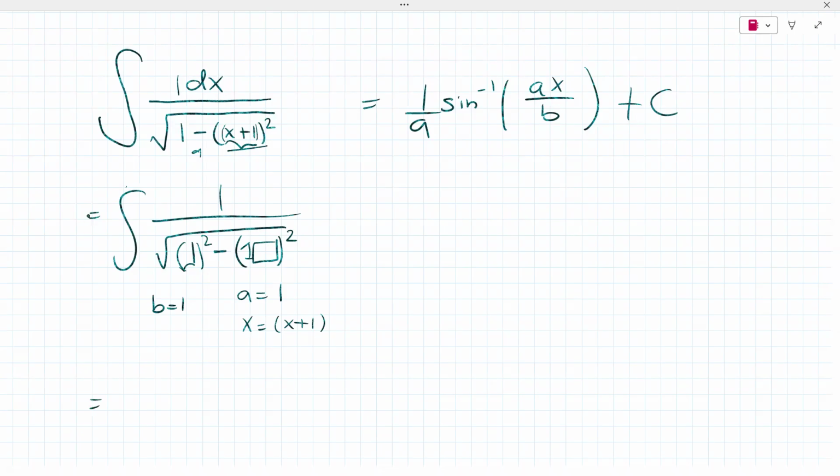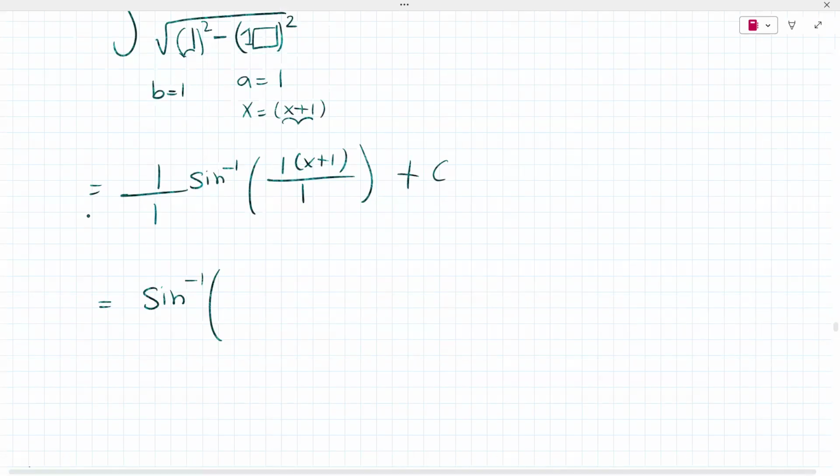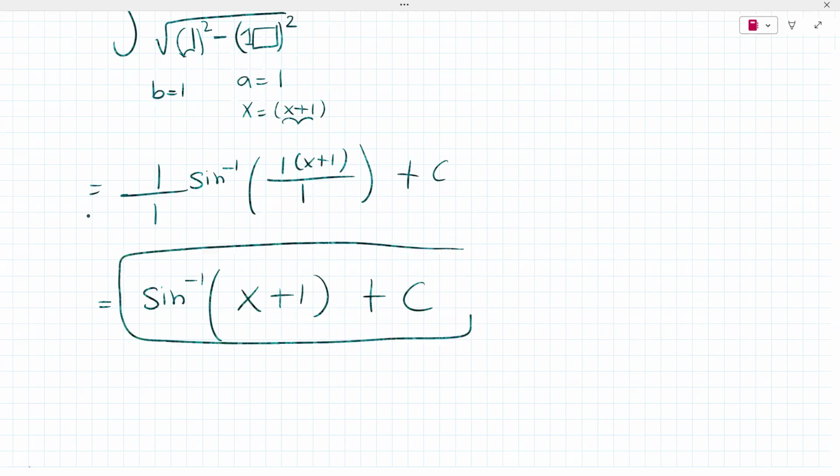Okay, so we put in the formula, so it's 1 over a, which is 1, the sin inverse of ax. A is 1, our x is x plus 1, over b, which is 1, plus c. So 1 over 1 is just 1, and then this is going to be sin inverse of x plus 1 plus c. Okay. Let's move on to example 10.